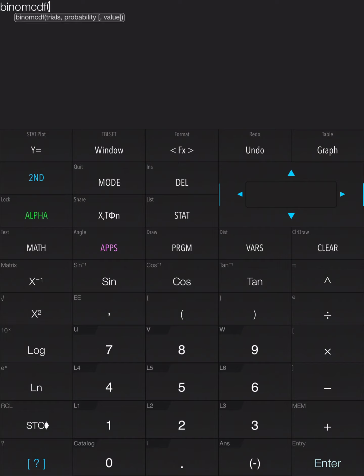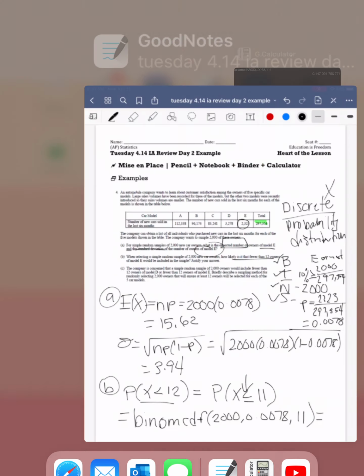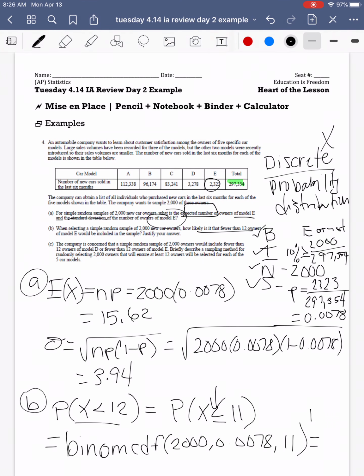And then it pulls up here, and for those of you who have a TI-83, this will look similar to yours. On the TI-84, it'll give you the menu to type in your numbers for each. So we start with n, so again, alphabetical order, our 2000, our probability 0.0078, and then our x value, 11. And if I hit enter, then that'll give me my probability. So 0.147, or 14.7%. So the probability would be 14.7%, and that's it.